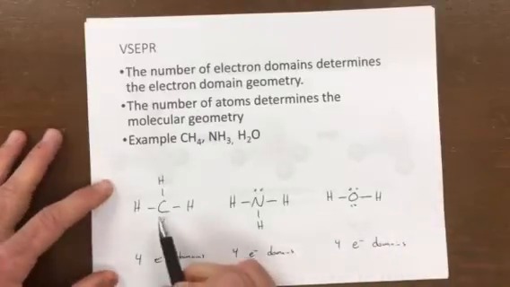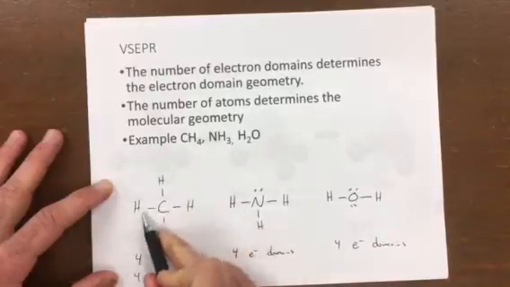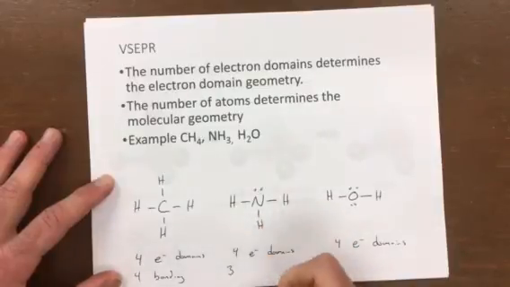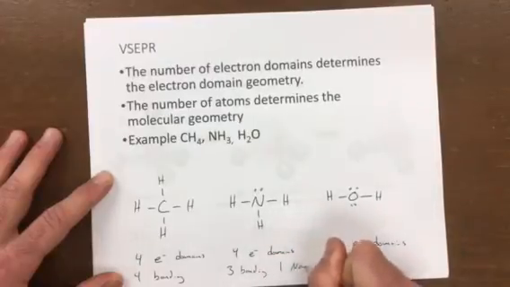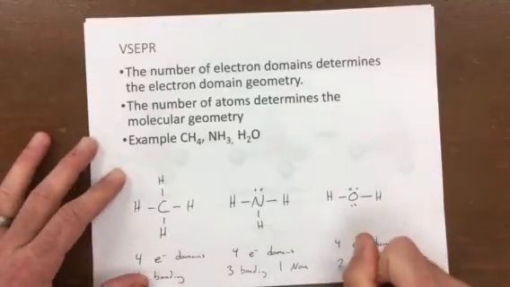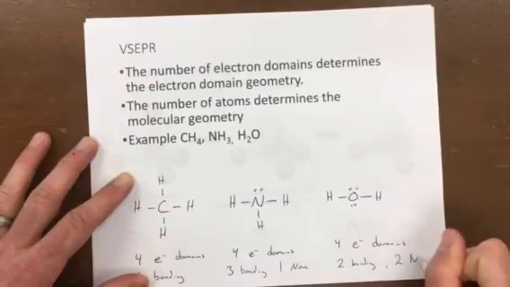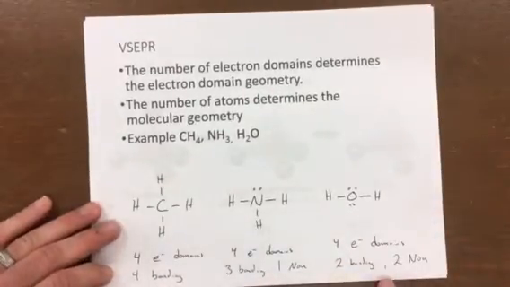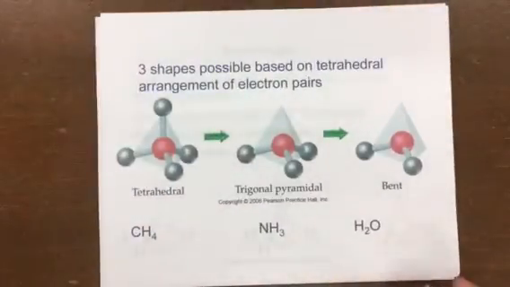However, these are different shapes because CH4 has 4 bonding domains, meaning that the carbon is bonded to 4 things. NH3 has 3 atoms bonded, so it has 3 bonding domains and 1 non-bonding domain, this pair of non-bonding electrons. And with water, you have 2 bonding and 2 non-bonding. What that means is that you actually have 3 different shapes occurring, and they're going to look like this.